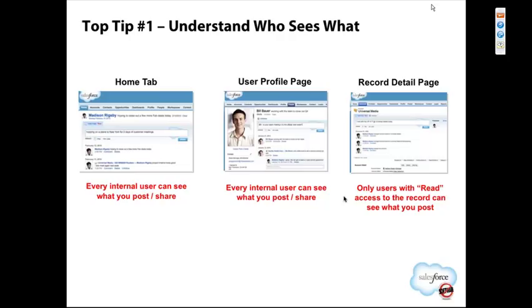If you post something on your Home tab or your Profile tab, those are public places that everyone can see your postings from. It doesn't matter if they're following you or not. People can click into your name, go to your profile, and see exactly what you've posted. So if you want to post something that's private or only for certain people to see, you have to post it either in a group that's private, or in an opportunity or an account that only certain people can see. Because Chatter, as I mentioned earlier, really follows the sharing and security model set up by your administrator.